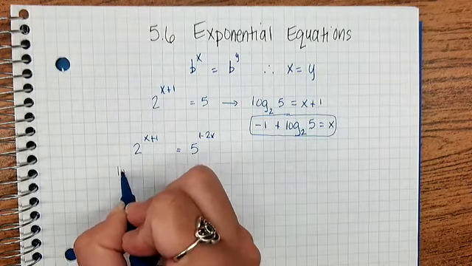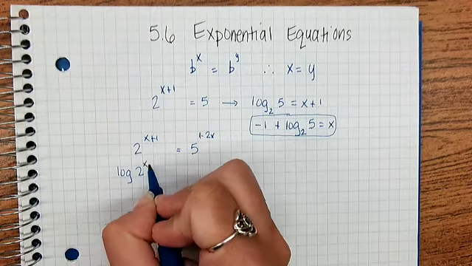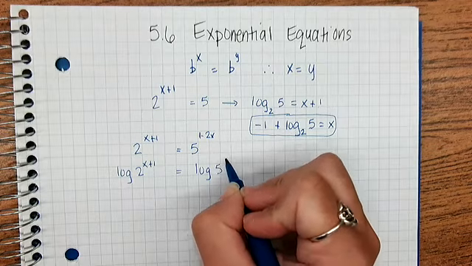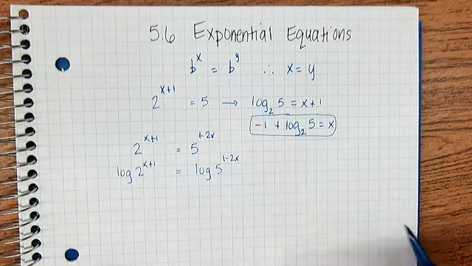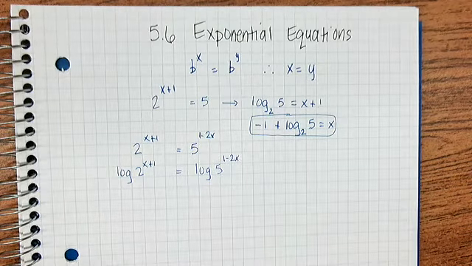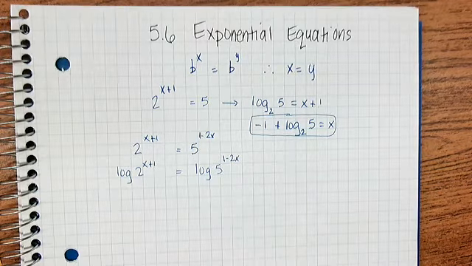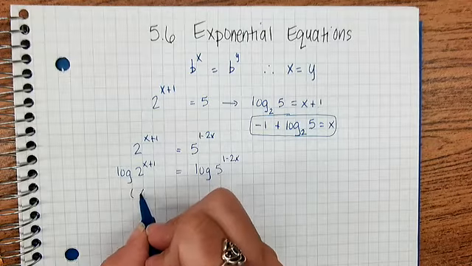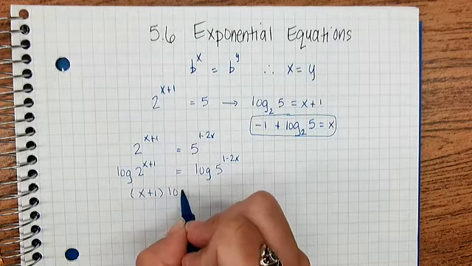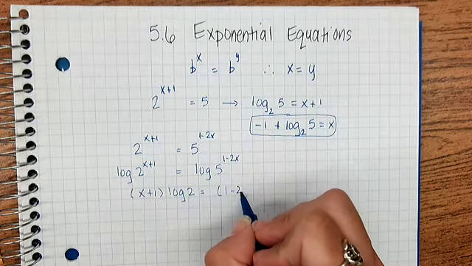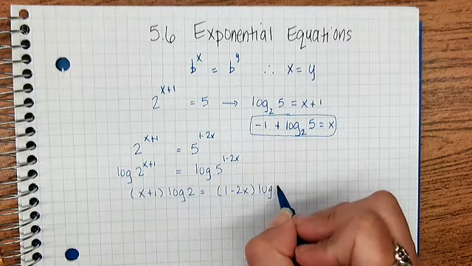That's going to give me the log of 2 to the x plus 1 is equal to log of 5 to the 1 minus 2x. You can square both sides. You can square root both sides. You can add 1 to both sides. Well, you can indeed take the log of both sides. Properties, make sure you're using parentheses. Quantity x plus 1 times the log of 2 is equal to the quantity of 1 minus 2x times the log of 5.